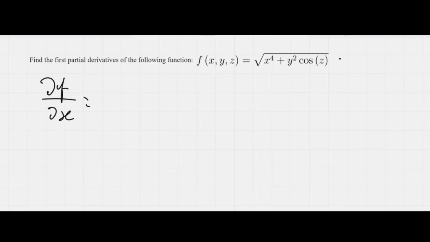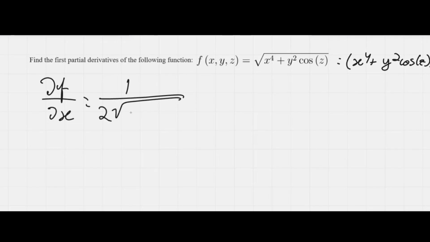If we rewrite this, we can say that x to the fourth plus y squared cosine z, to the power of 1 over 2. And so using power rule, we bring down that 1 over 2, and we change the power to negative 1 over 2. And so what this becomes is 1 over 2 root x to the fourth plus y squared cosine z. Okay, let me extend that out a bit. However, we also need to do chain rule.